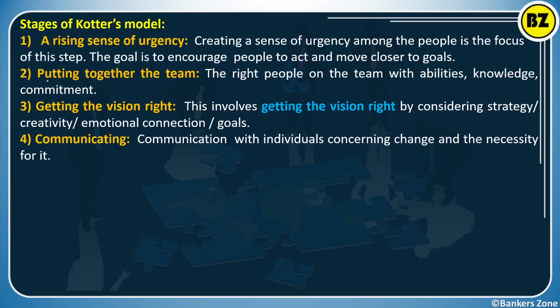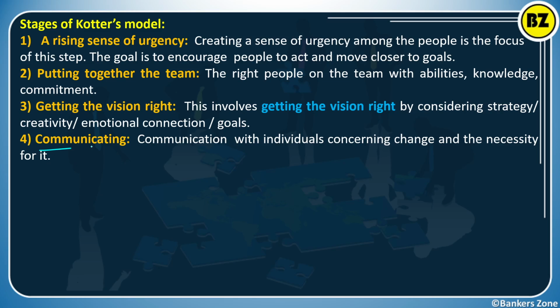Now next is what? Putting together the team. The right people on the team with their ability, knowledge and commitment are necessary. So we have to make the team. Next, getting the vision right means what? It involves getting the vision right by considering strategy, creativity, emotional connection and the goals. Whatever vision we have, that must be right. How will it be? You should have a good strategy, creativity, emotional connection as well as a goal oriented approach. What is the goal? Obviously implementing the change.